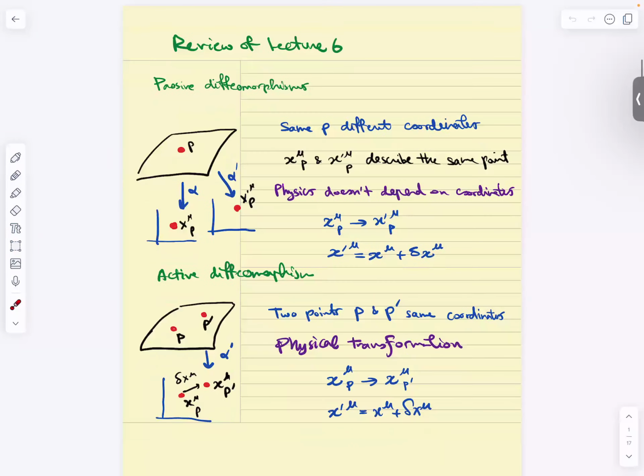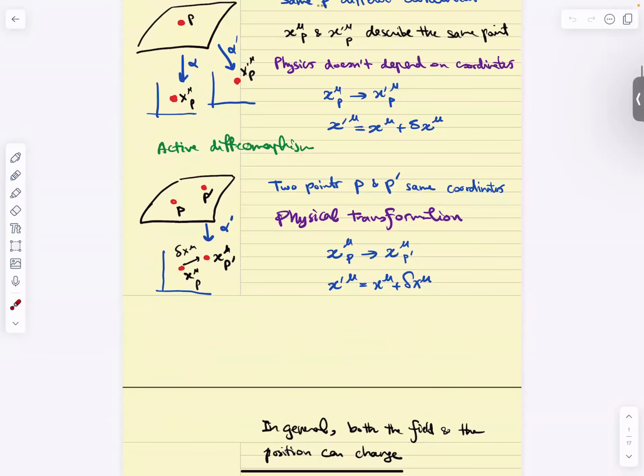Now, there are the active diffeomorphisms where you have the same manifold, 2 points, P and P', and then one chart, right? So you map P to x^μ of P. Now you talk about the physics of something happening, something that moves from point P to point P'. That means that x^μ of P goes to x^μ of P'. Again, in physics, we don't keep track of P and P'. So what we write is an equation that looks very similar. x'^μ is x^μ plus δx^μ. Good? You're with me? All right.